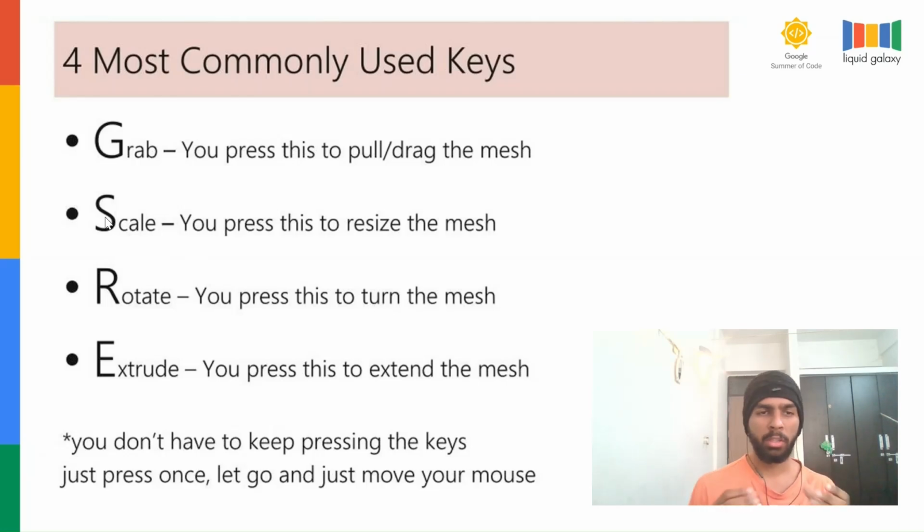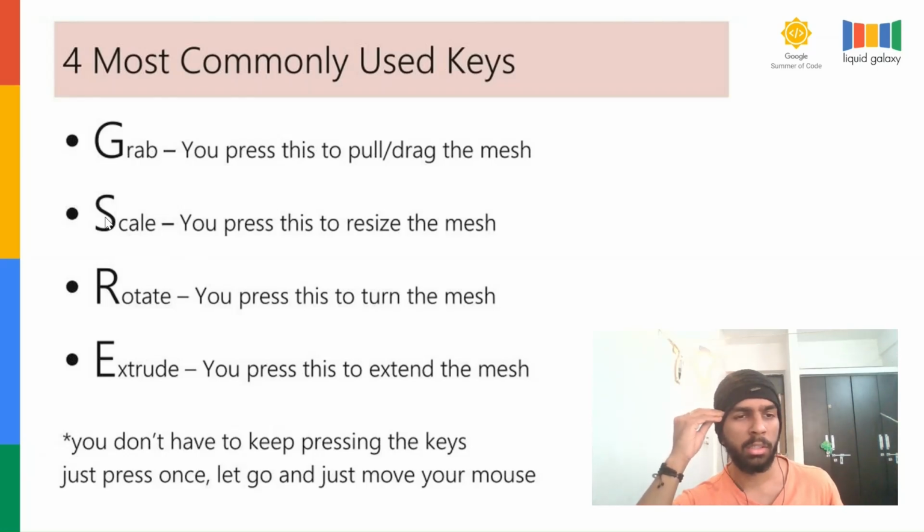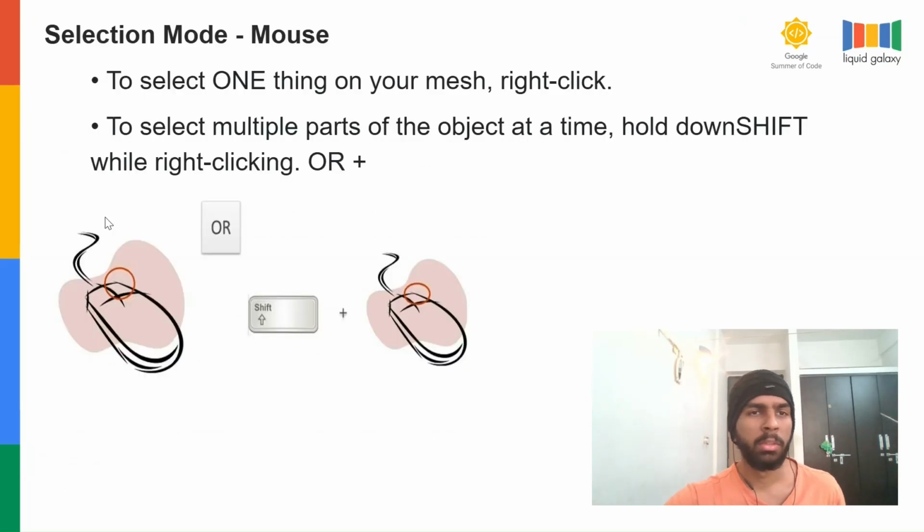Extrude as in the face grows in a particular direction, the face or the edge, anything that you want, it grows in a particular direction. You can also combine E with S so that you can extrude and scale at the same time. You can also extrude something in the particular axis using X, Y, and Z. I mean, you press E and then you press X. This is the multi-select option. You select something using your mouse, then you press Shift and you can multi-select. That is pretty common.